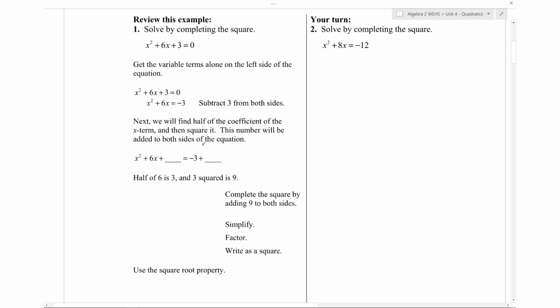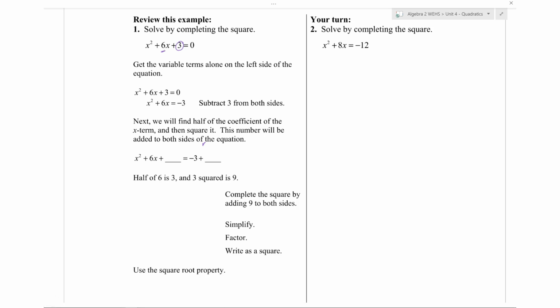Today's lesson is to solve a quadratic equation using the completing the square process. You notice that if we try to factor, to come up with the sum of the middle coefficient, we're not going to be able to do that. So we're going to go ahead and go through the process of completing the square.